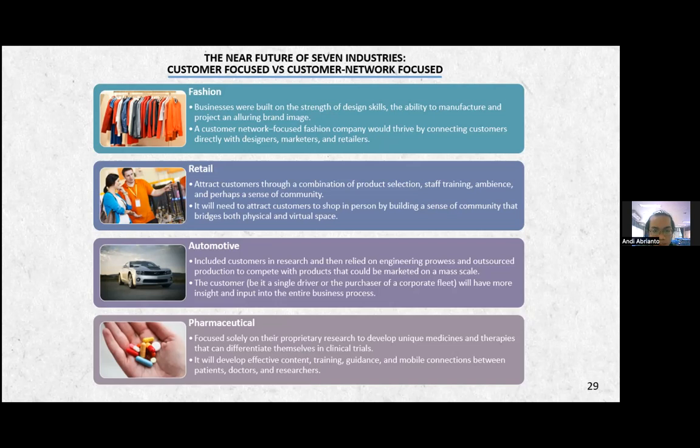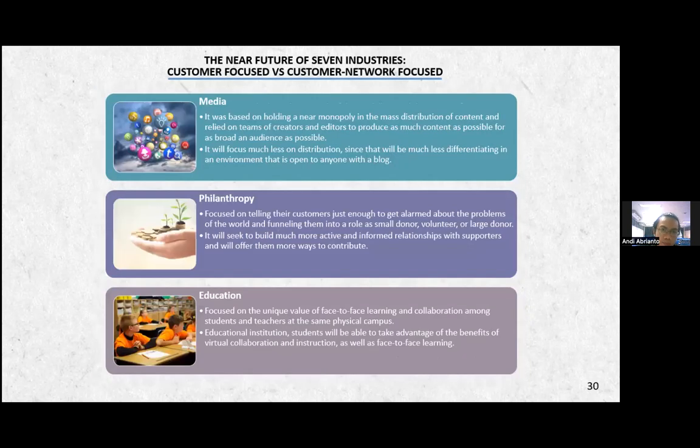And in the pharmaceutical industry, in customer focus, they focus solely on their proprietary research to develop unique medicines and therapies that can differentiate themselves in clinical trials. While in customer network focus, it will develop effective content, training, guidance, and mobile connection between patients, doctors, and researchers.